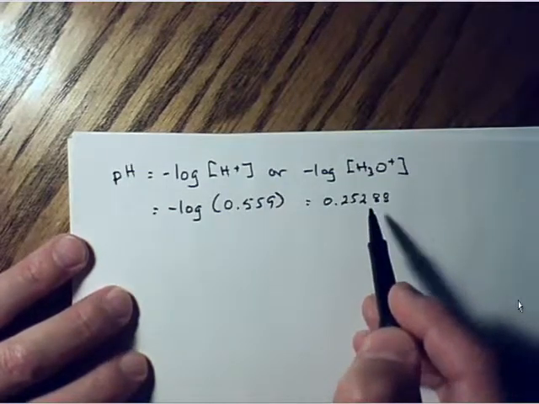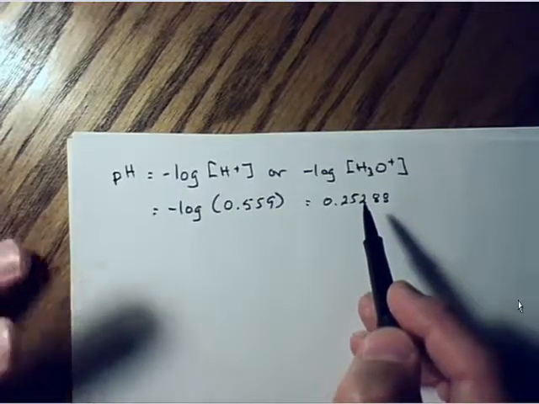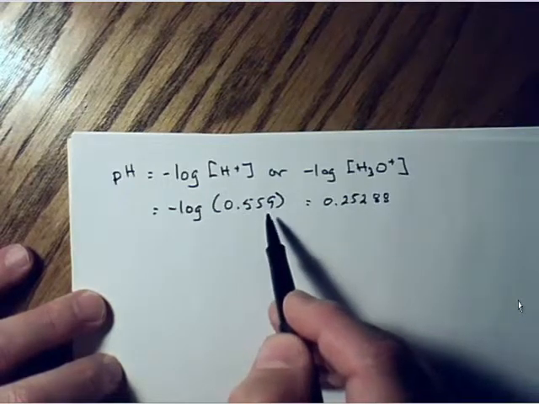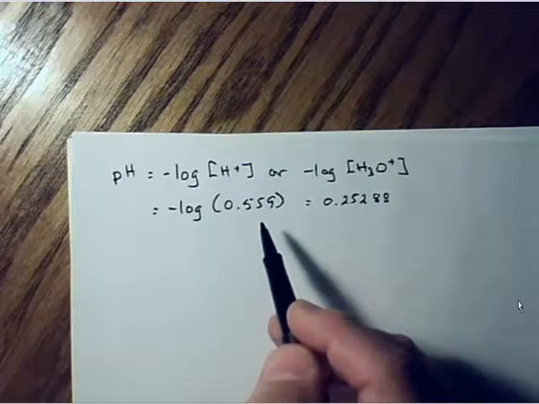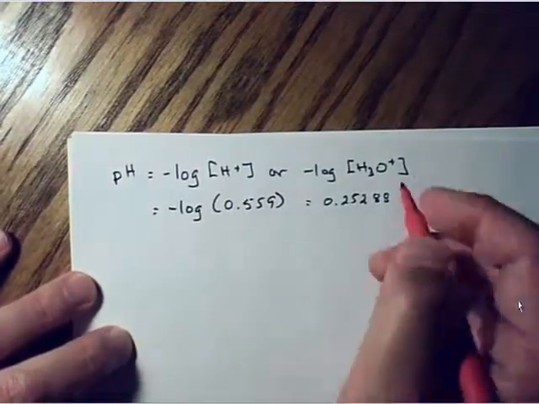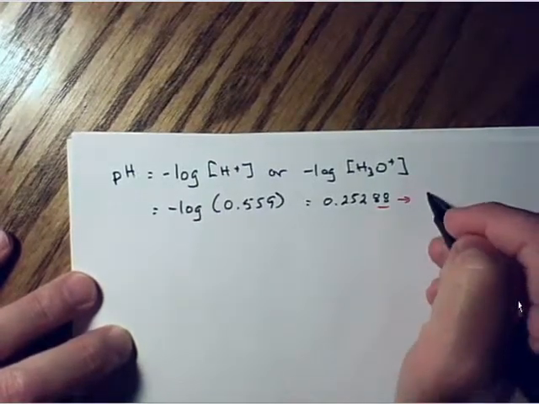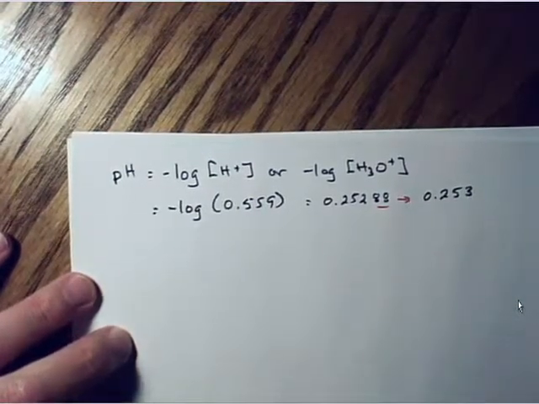Now, technically, we should be rounding off to 4 digits, but that's a rule we don't learn about at this level anyway, so we're going to assume there are 3 digits here because we have 3 digits here. We're going to use the same rule for rounding off in this class as we use for multiplication and division. So we're going to assume 3 significant digits then, and we're going to say our pH is 0.253. Okay?